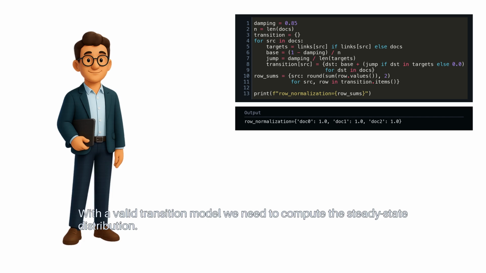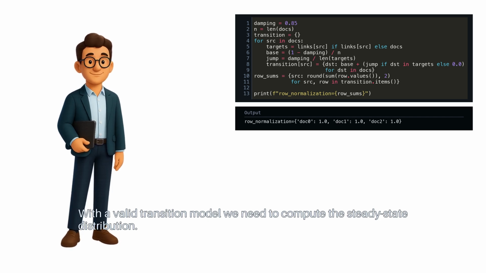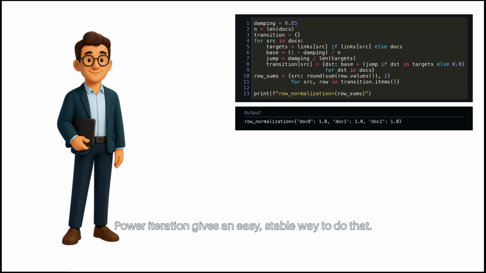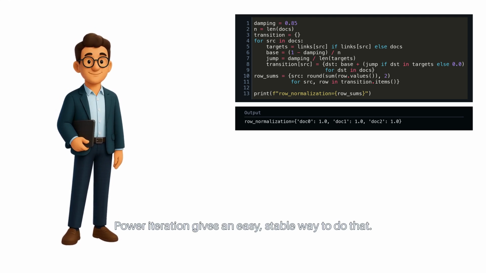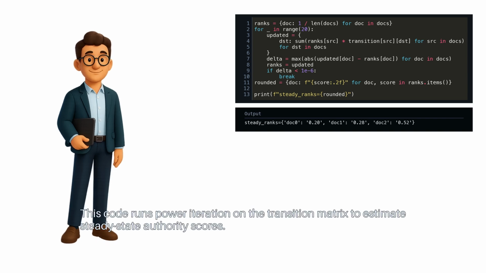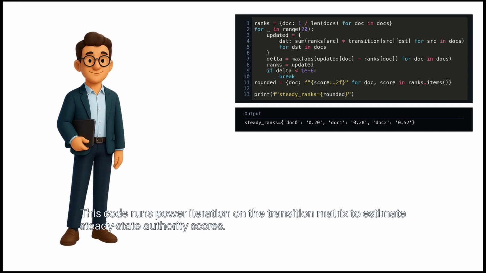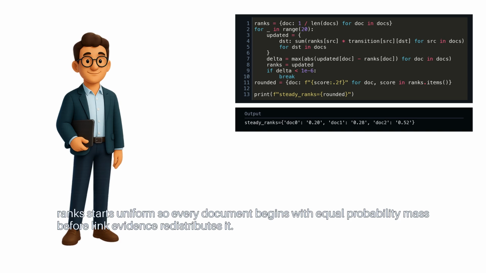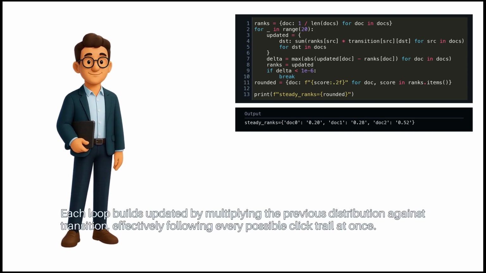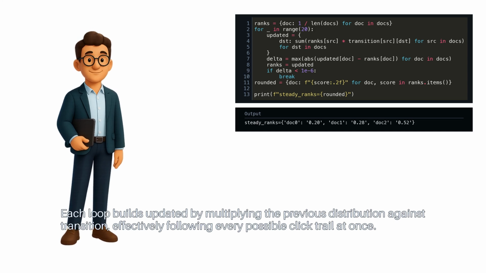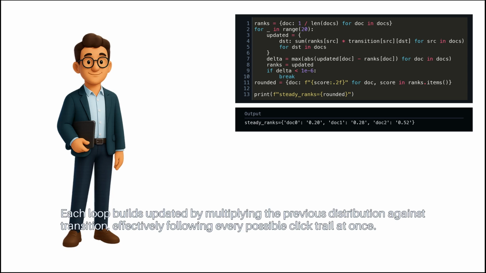With a valid transition model, we need to compute the steady-state distribution. Power iteration gives an easy, stable way to do that. This code runs power iteration on the transition matrix to estimate steady-state authority scores. Ranks starts uniform, so every document begins with equal probability mass before link evidence redistributes it. Each loop builds updated by multiplying the previous distribution against transition, effectively following every possible click trail at once.